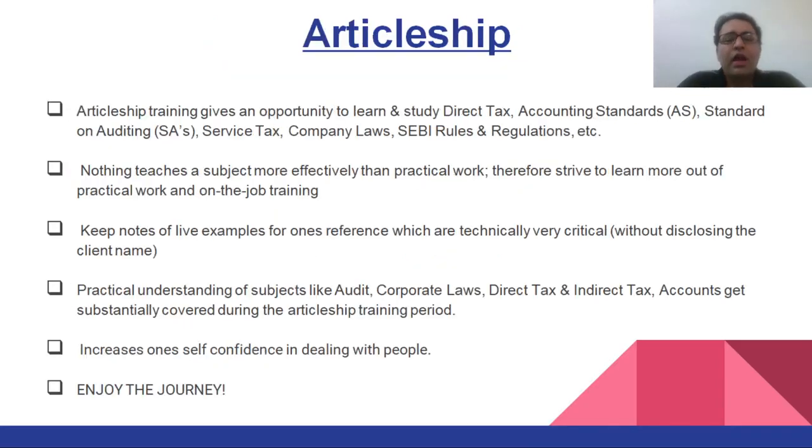Let's move on. The most important point and the last point for today is articleship. As we all know, the CA course involves 3 years of practical training, wherein a CA student is supposed to work under a practicing chartered accountant for 3 years, and that period is called articleship training. In that training, he learns a lot of practical issues about direct taxes, accounting standards, service tax, company law, SEBI regulations, GST, and other laws and regulations depending on the clientele of the person he is working under.